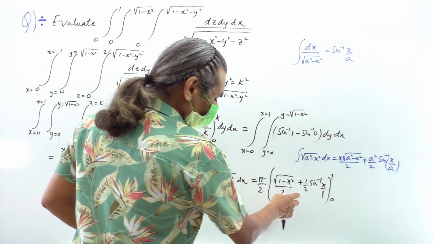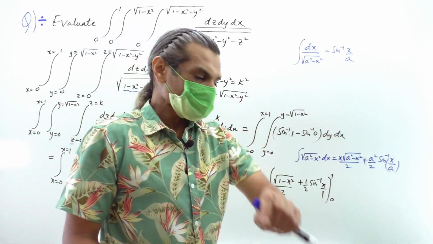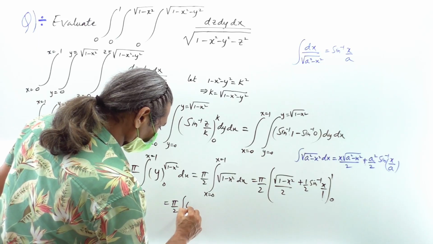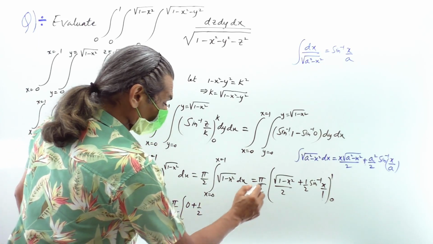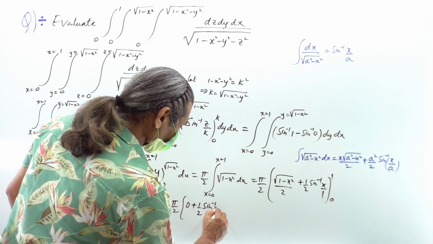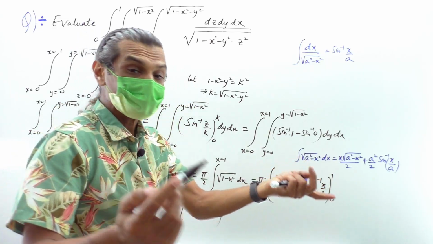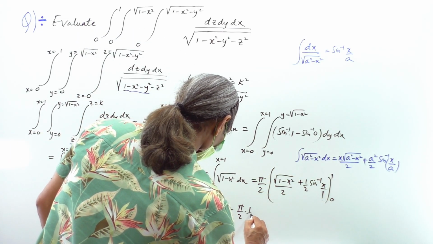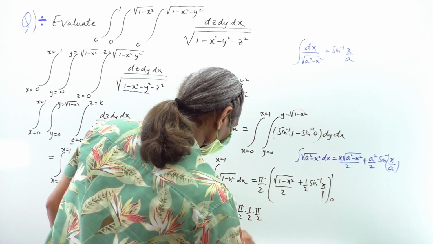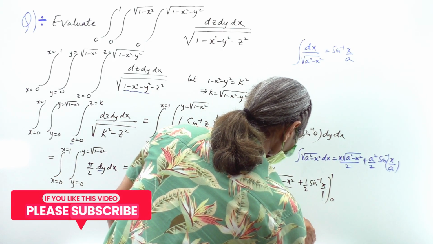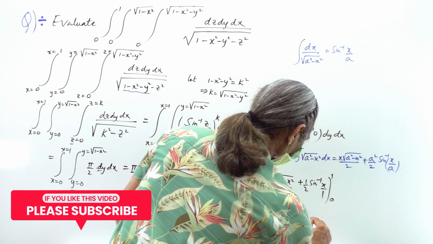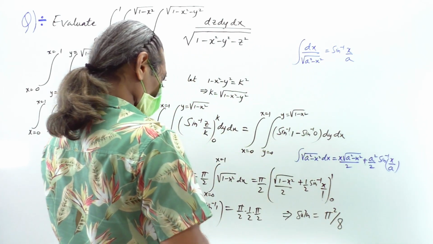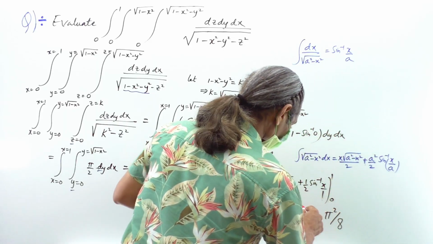So when I put the limits here, in place of x put 1, minus 0 for the lower limit, which is anyway 0 only. So 1 times root of 1 minus 1 will be 0, plus 1 by 2 sin inverse 1. Again, what is sin inverse 1? Sin inverse 1 is pi by 2. So this will be pi by 2 into 1 by 2 into pi by 2. So the solution is equal to pi square by 8. That's it, that's the solution for this.